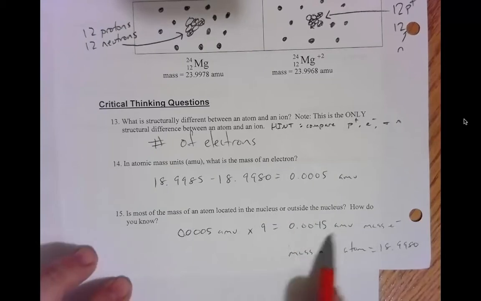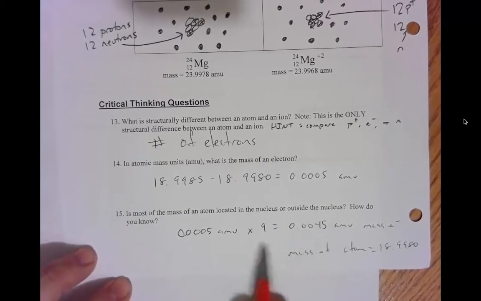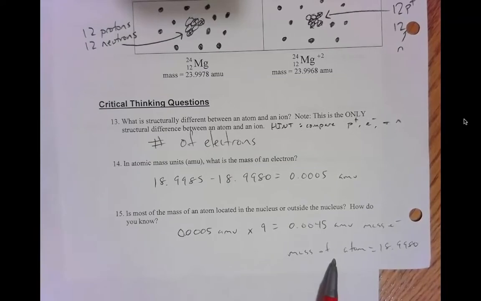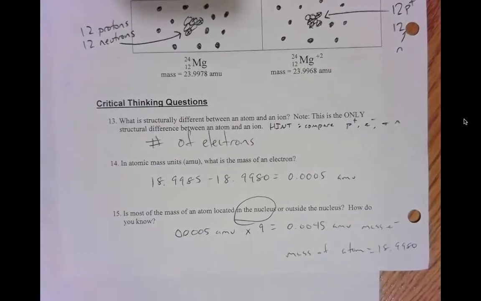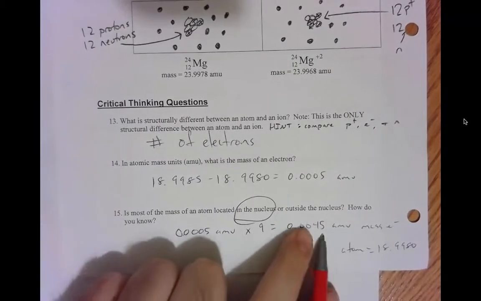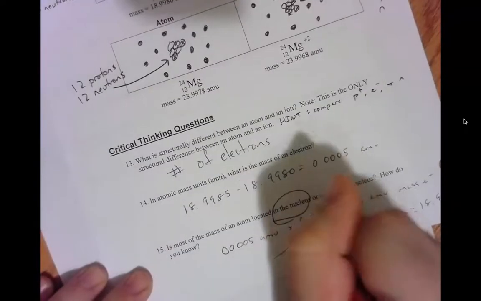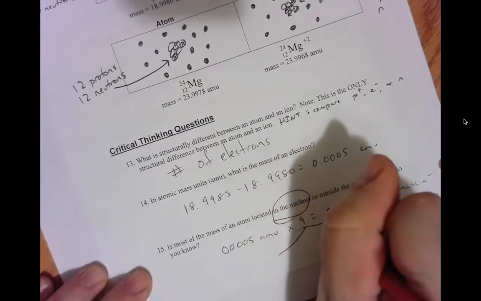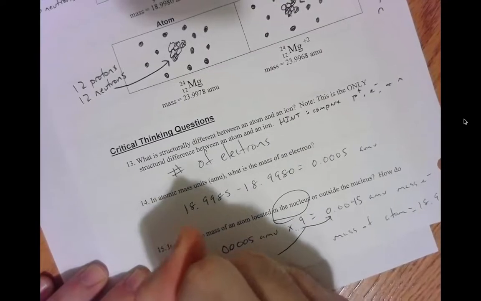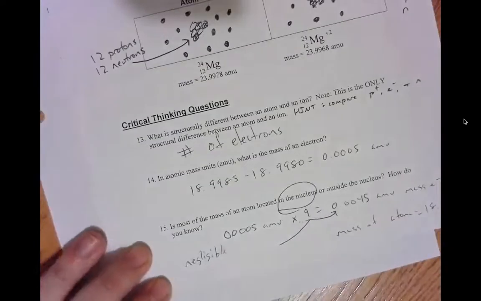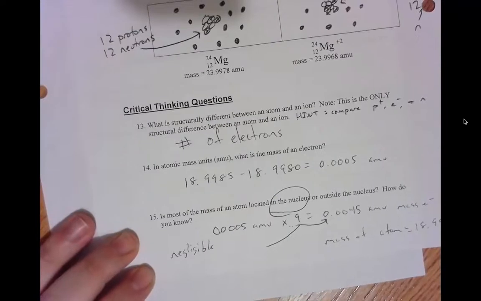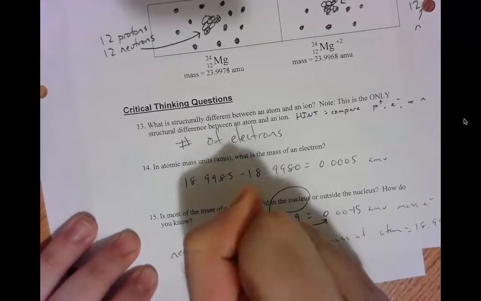So if this is the only mass that comes from the electrons, that means most of the mass comes from the protons and the neutrons, which are located in the nucleus. So remember guys, most of the mass is in the nucleus because the mass of the electron is so tiny. So we call that negligible. So what that means is the mass of the electron doesn't matter because of how small it is.